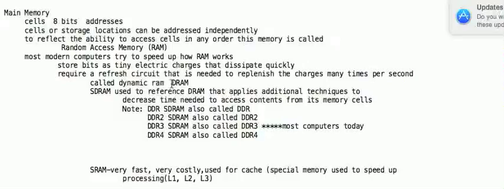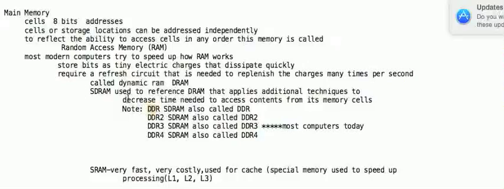It's called DRAM. Well, SDRAM is used to reference DRAM that applies additional techniques to decrease the time needed to access the contents from its memory cells. So SDRAM is actually an enhancement of DRAM. Because of some increased technology, SDRAM allows access to its contents a little bit faster than DRAM.